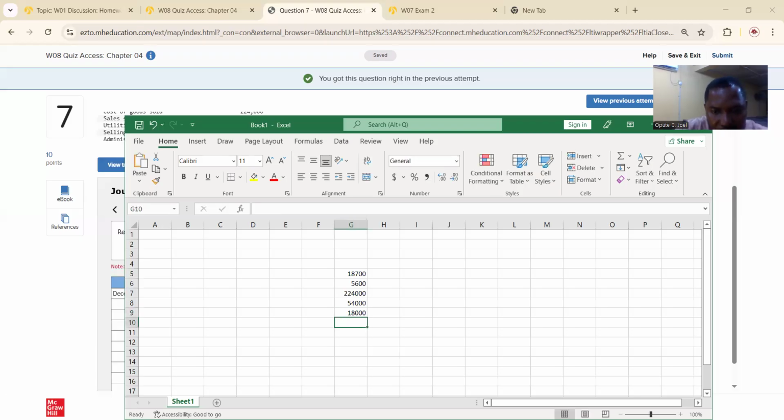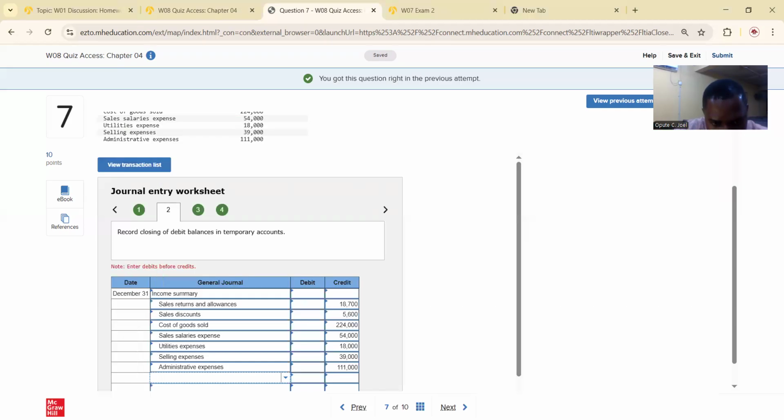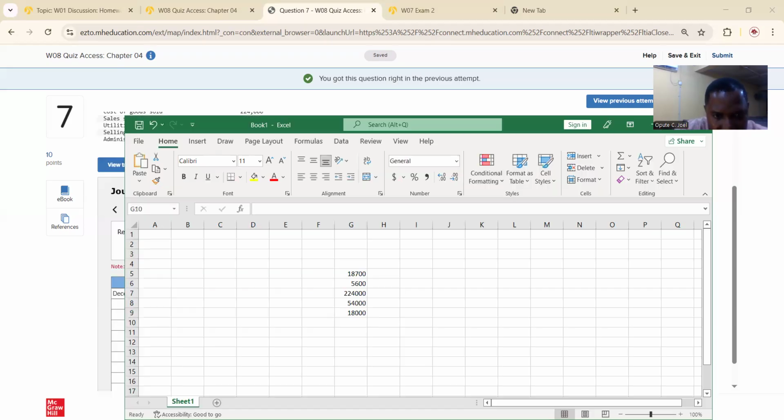18,000. And then the next one is 39,000. And then the next one is 111,000. So I would use the sum function to sum all of these and I'll get the total.